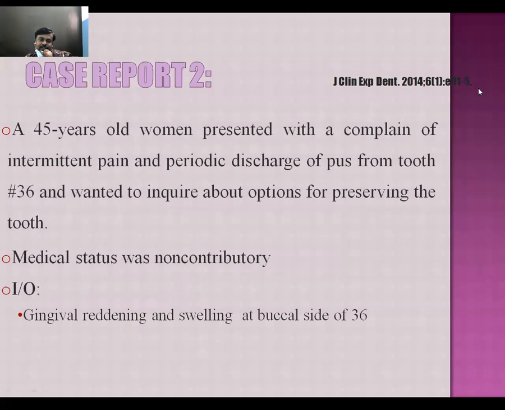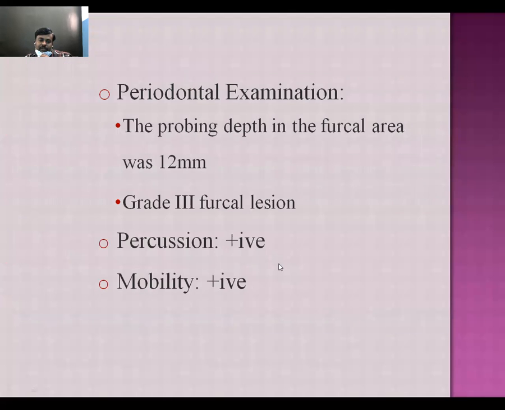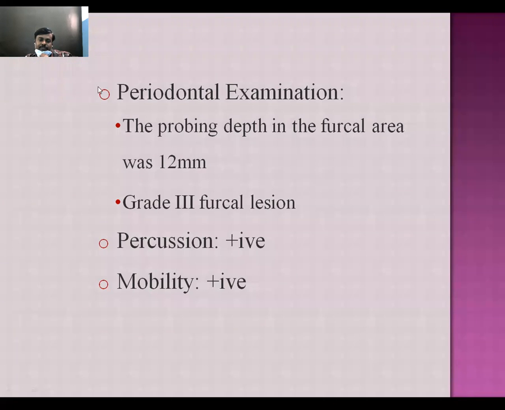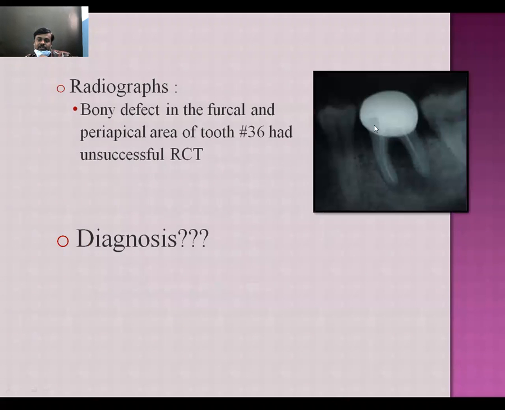Again, second case: a 45-year-old female presented with the complaint of intermittent pain and periodic discharge of pus from the tooth. Medical history is not contributory. On examination, there is gingival bleeding and swelling around the buccal side. On periodontal examination, the probing depth was around 12 millimeters, with grade 3 mobility and tenderness on percussion. So this is the radiograph. What is your diagnosis?